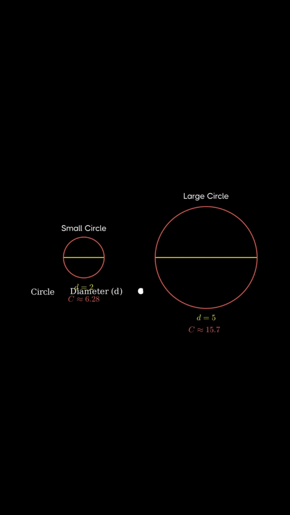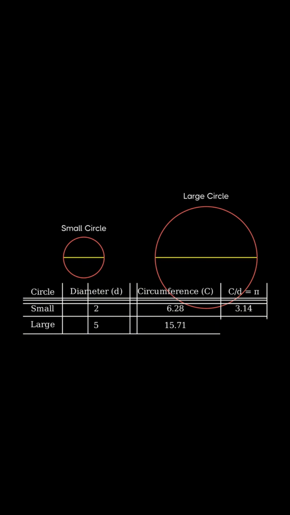To better visualize this relationship, let's organize these measurements in a table and calculate the ratio of circumference to diameter for each circle. This will show us whether pi truly remains constant regardless of the circle size.